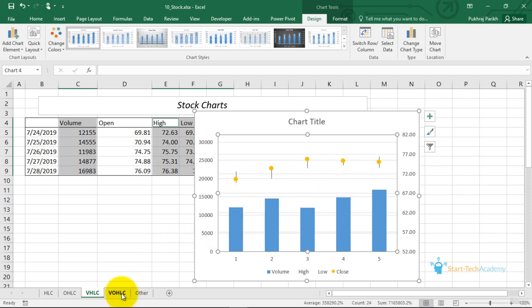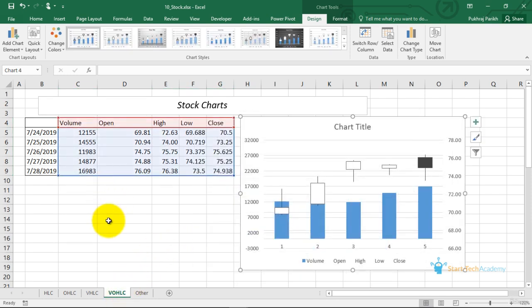The fourth option is just including the opening price also. So again, the bars are representing the volume of stock traded. The line in this chart is giving you the high and low value, and these boxes are giving you the opening and closing price. So you can draw this also in the same fashion.